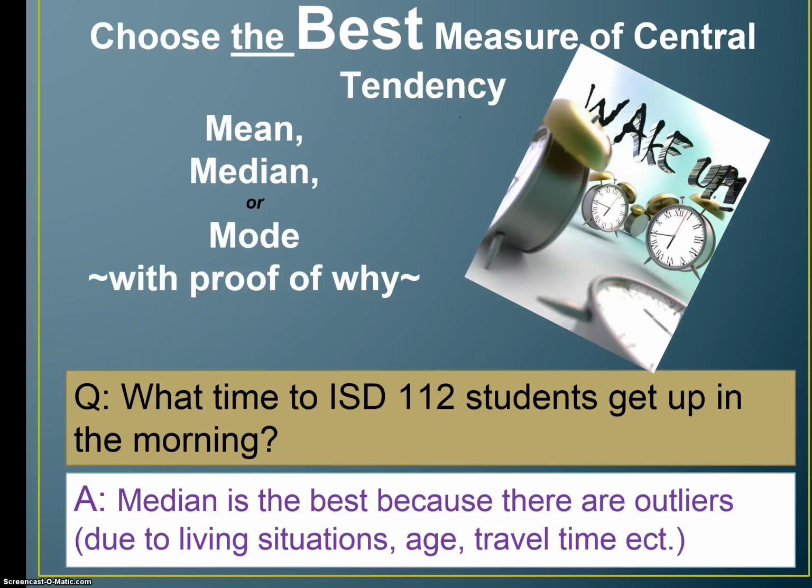If you were asking what time you got up in the morning and you asked all the students, median would be the best because there are always outliers. There are kids that live way beyond our borders that have to get up super early in the morning, or due to living situations, or they have to get up and beat their big sister to the bathroom. Age is a difference, and travel time, how long it takes you to get to school. So since there's going to be outliers, you're going to want to use the median in this sort of data.